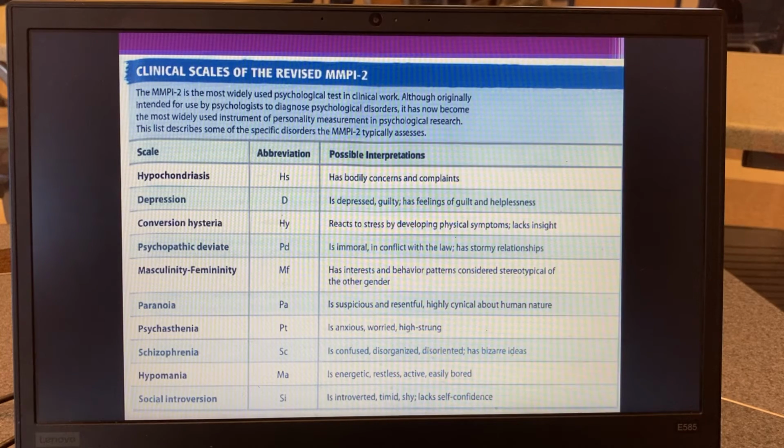And so a lot of psychologists are going to use these because it's readily available for them to use. They might have a new version, they might need to use the new version, but it's still going to be the same process.